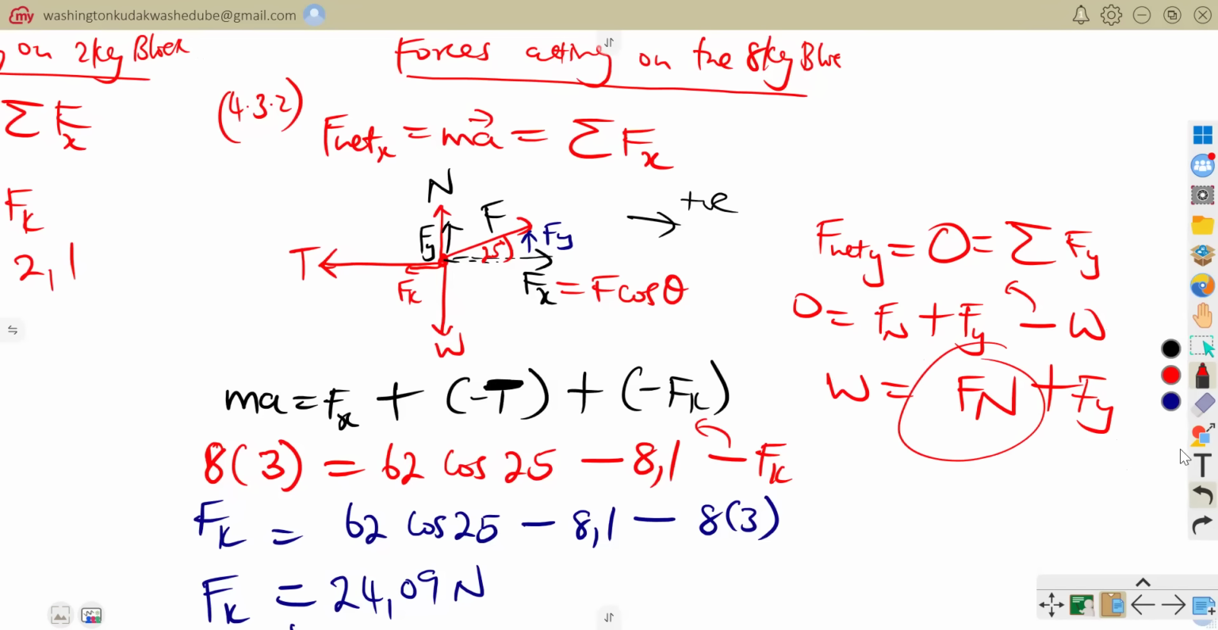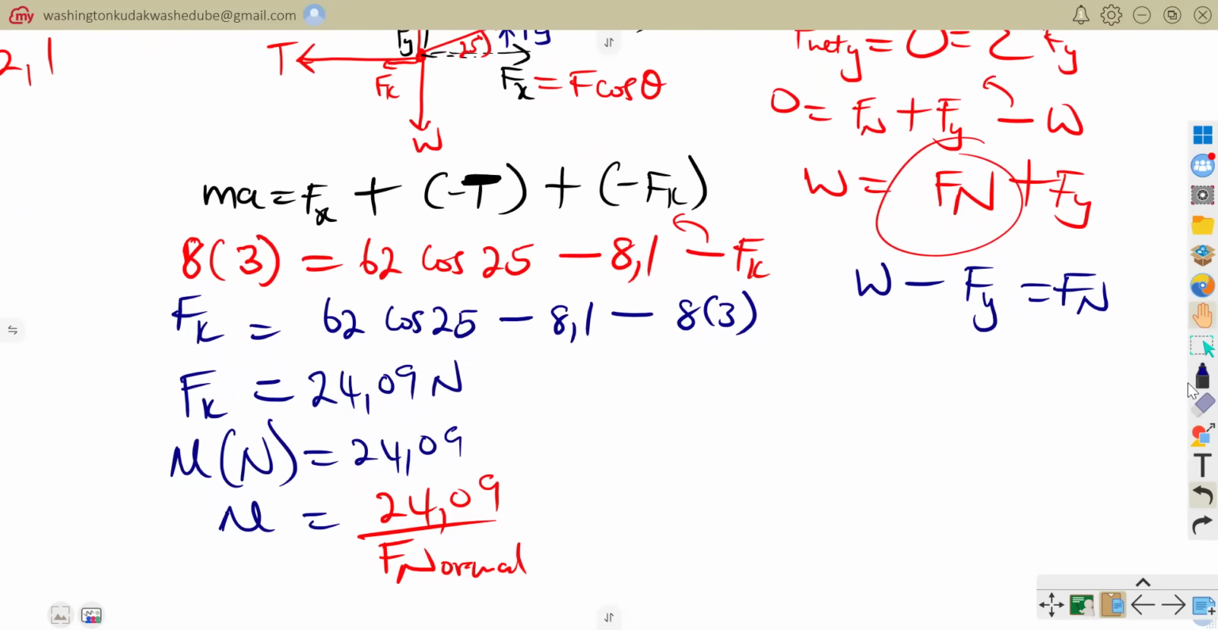So that this normal force that I'm looking for would be given by weight minus my Fy, which is equal to my normal force. So now, this is what I'm going to use. What is my weight? My weight is given by mass times gravitational acceleration. My mass is 8 kg times 9.81, minus my Fy, that is 62 sine 25, equal to my normal force. So the normal force here is given by that.